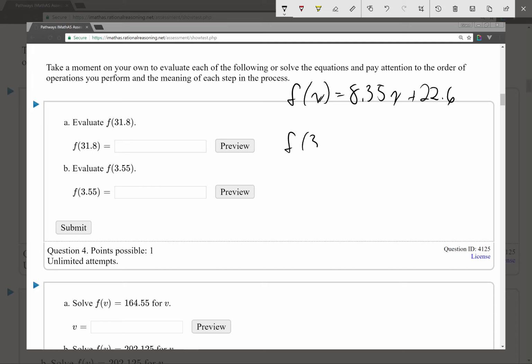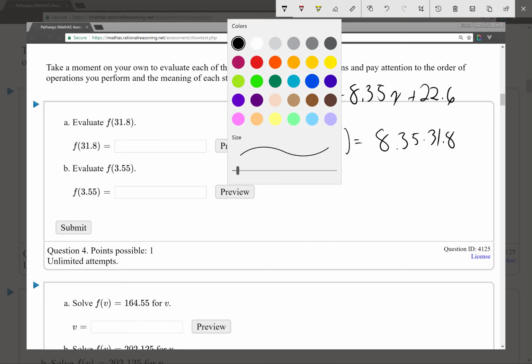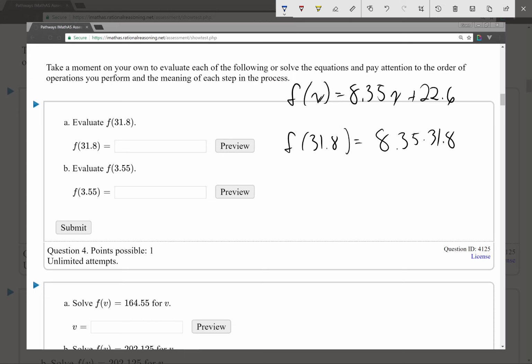So f of 31.8, first of all, you see that we plug 31.8 in for v. So we do 8.35 times 31.8. Notice that if we take the volume of water, which is 31.8, we multiply by 8.35, which is pounds per gallon, this actually tells us the weight of the water in pounds.